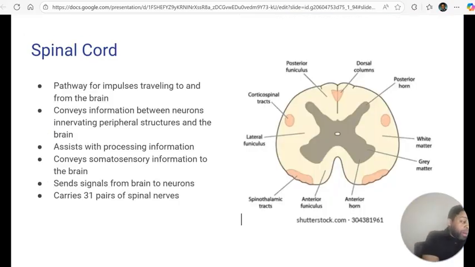Now, the spinal cord. The spinal cord is the liaison between the body and the brain. What that means is that impulses traveling from the brain to the muscles go through the spinal cord, and sensory information coming from the body to go up to the brain goes through the spinal cord as well. So that is the afferent pathway and then the efferent pathway.